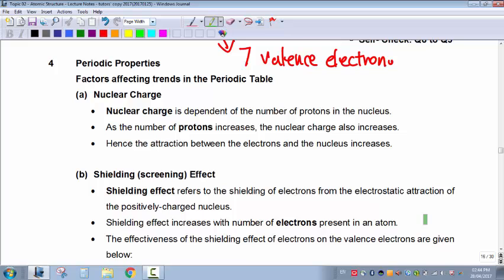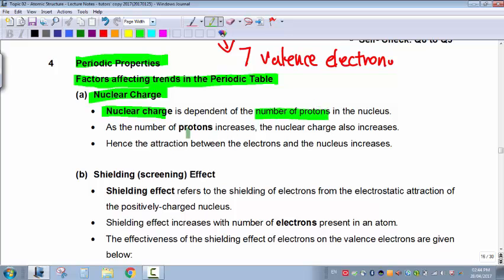Next part, we are going to focus on the periodic properties. First, factors affecting trends in the periodic table. A. Nuclear charge. Nuclear charge is dependent on the number of protons. As the proton number increases, the nuclear charge also increases. Thus, the attraction between the electron and the nucleus increases.